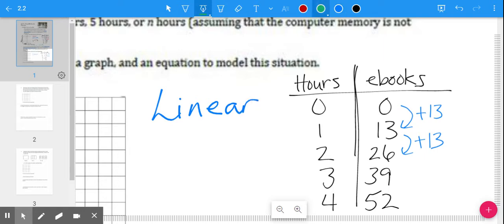And because you could check how much percent has downloaded at any point in time. So at 30 minutes, you could look and see how much is downloaded. After an hour and 15 minutes and 2 seconds, you could look and see how many books are downloaded. So that makes this continuous, because at any point in time, you could check how many books have been downloaded.